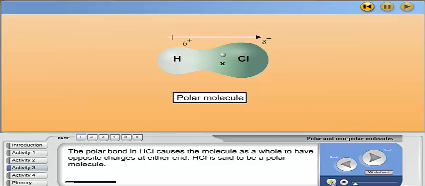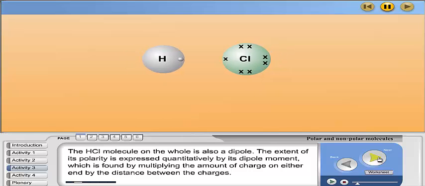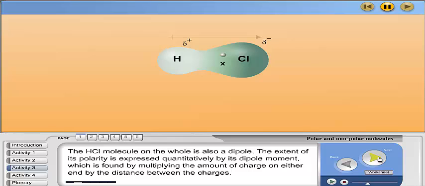The polar bond in HCl causes the molecule as a whole to have opposite charges at either end. HCl is said to be a polar molecule. The HCl molecule on the whole is also a dipole. The extent of its polarity is expressed quantitatively by its dipole moment, which is found by multiplying the amount of charge on either end by the distance between the charges.